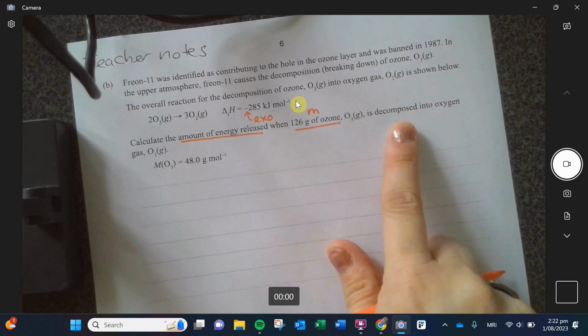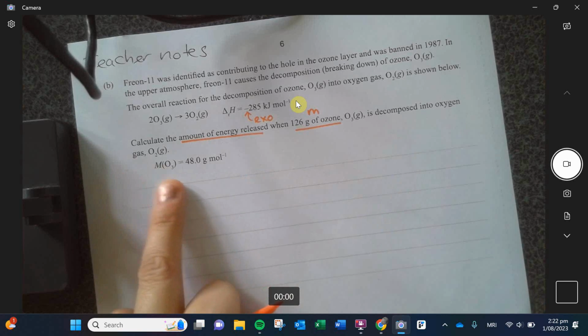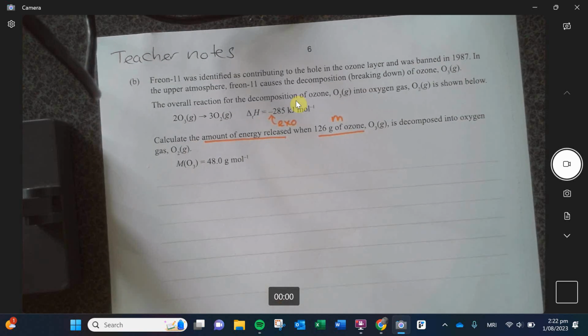And then it is decomposed into oxygen gas, and then they've given me the molecular mass of ozone. Are we good so far? All right. So my first step when I'm looking at this is I need to convert.